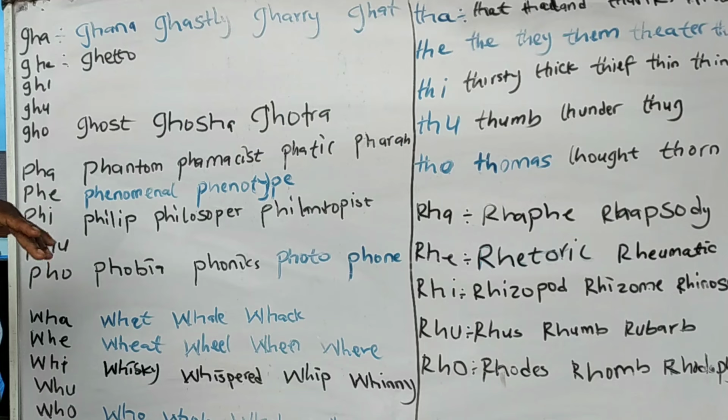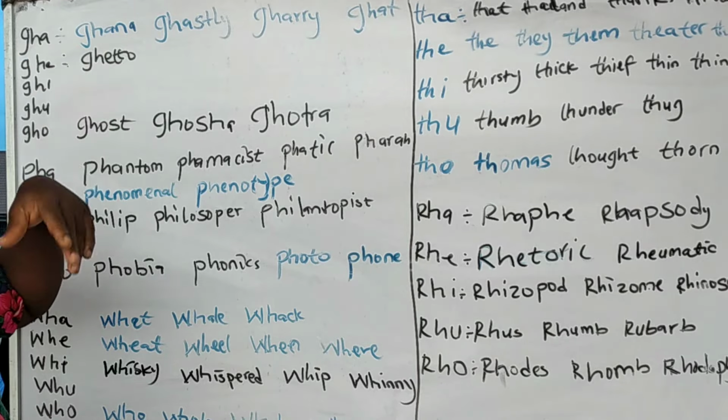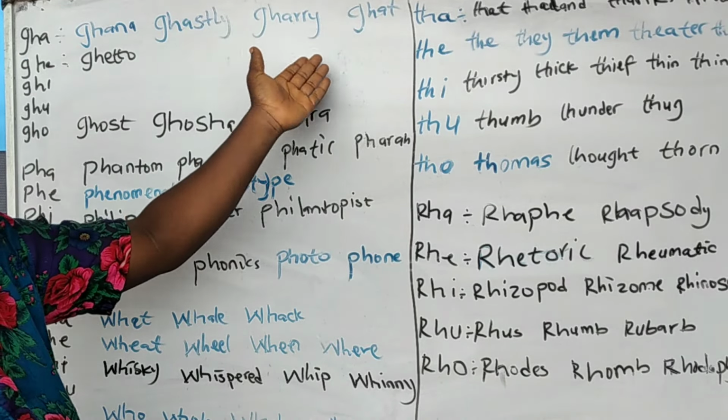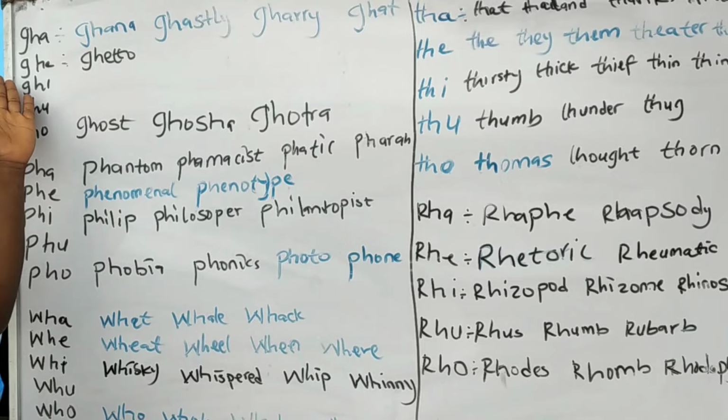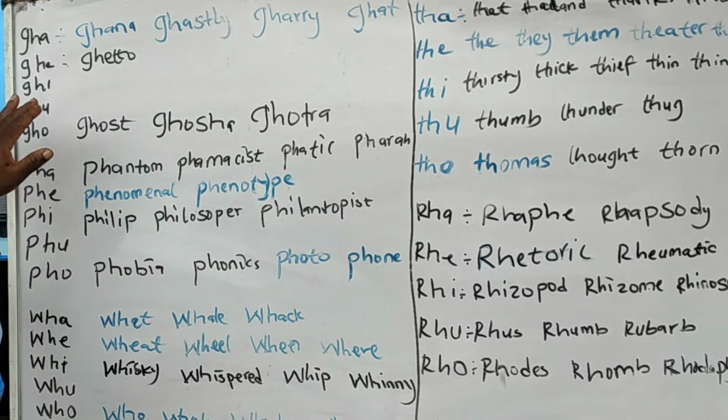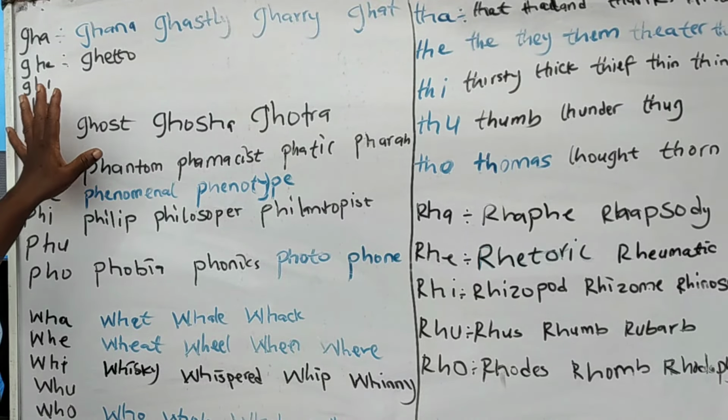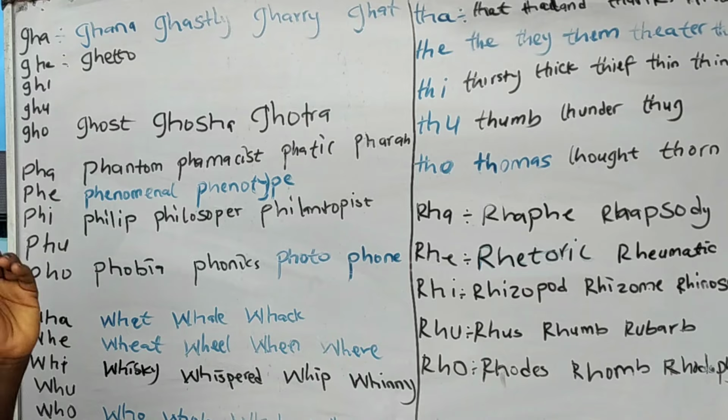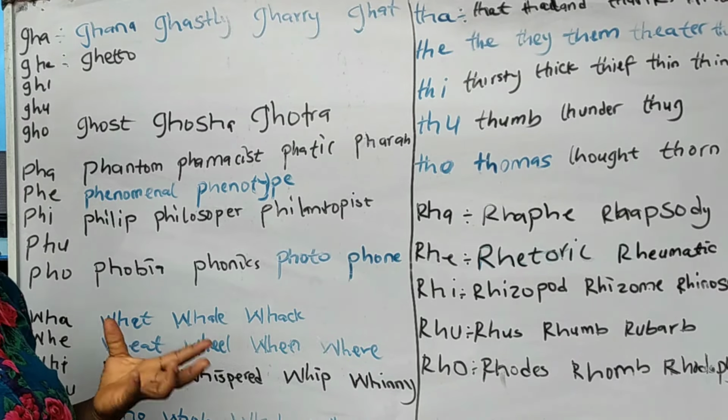chop. Okay, so I have ga, ge, gi, gu, go. Okay, ga, ge, gi, gu, go. So I have ga, Ghana, gasly, gali, gat. I have ge, I have ghetto, I have gi. This and this are not things, they don't have words we are familiar with.